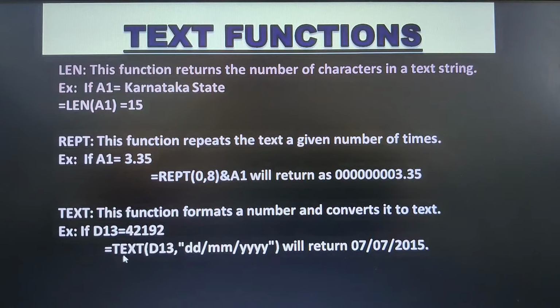So what I need to do is equals to text D13 comma, specify in which format you want it. So day, month and year I'm going to specify in this way. Now this double quote represents it's a text format. So that would return me, for this particular serial number, this particular date, that is 7th day, 7th month and 2015 year. So therefore text function is used to convert the number format to the text format. I hope you are understanding.